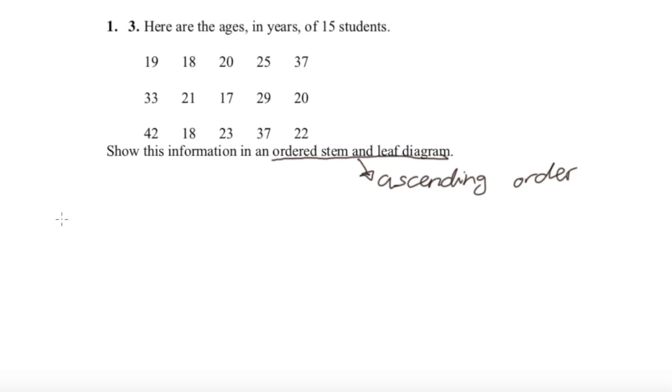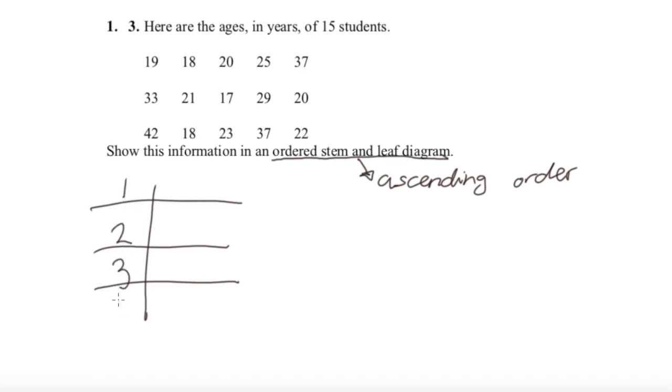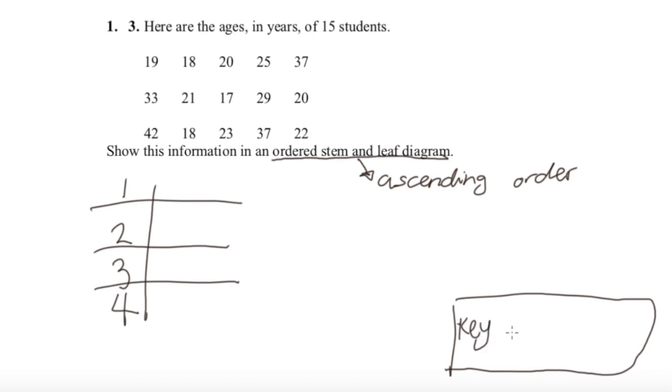So our stem will be the tens numbers, which is 10, 20, 30, and 40. And with every stem and leaf diagram, you need a key. So we take the number, for example, 25. So this is how you would write it.